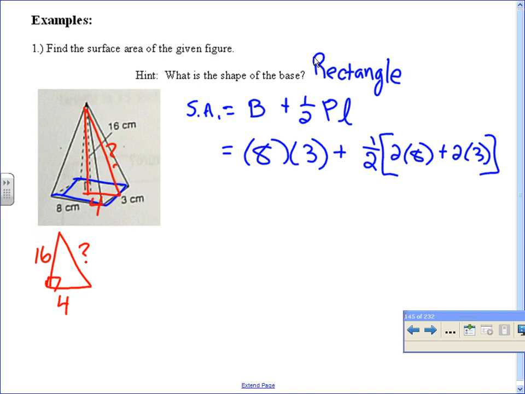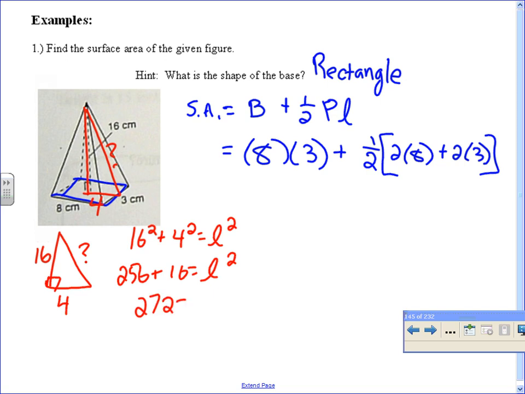Okay, now what? Emma? Yep, so we now have to use the Pythagorean theorem to find the slant height. So 16 squared plus 4 squared equals L squared. I'm going to call it L squared since we're finding the slant height. 256 plus 16 equals L squared. Add them. 272 equals L squared. Take the square root of both sides.